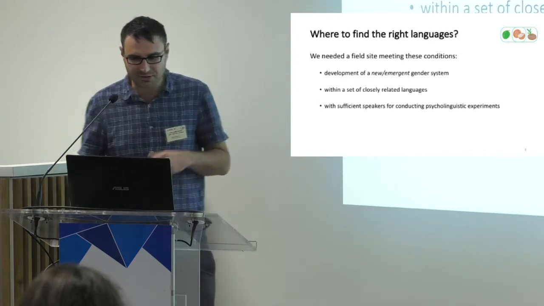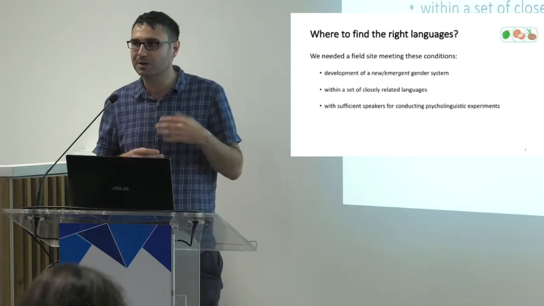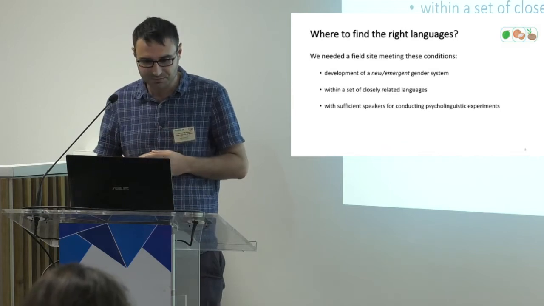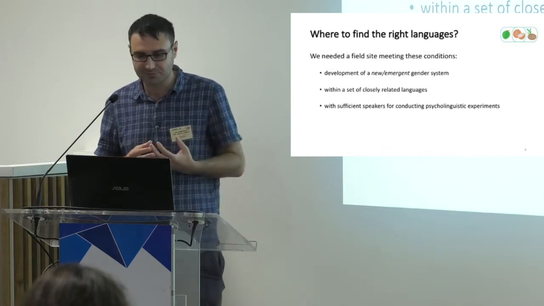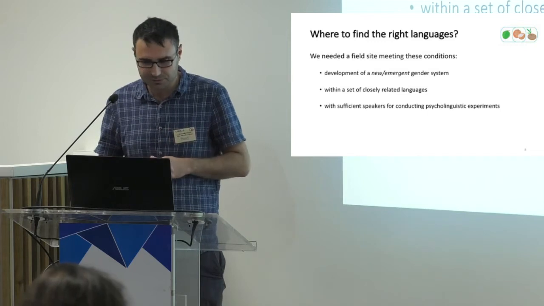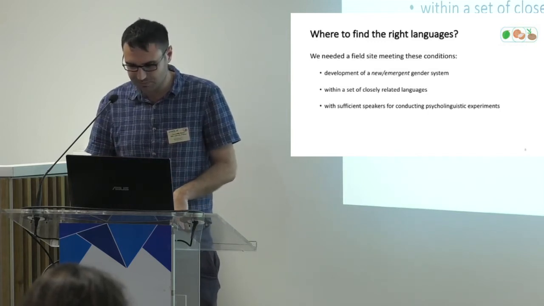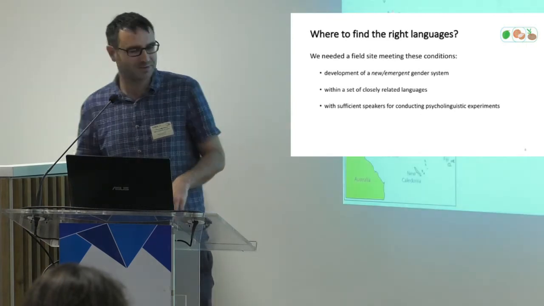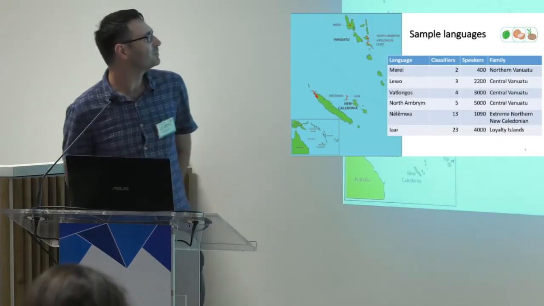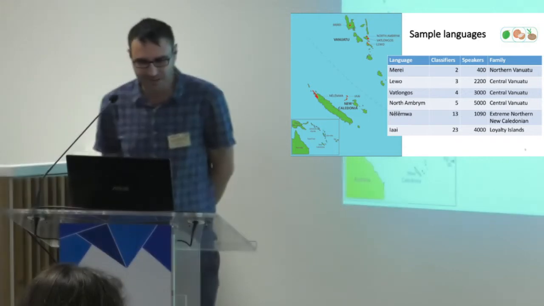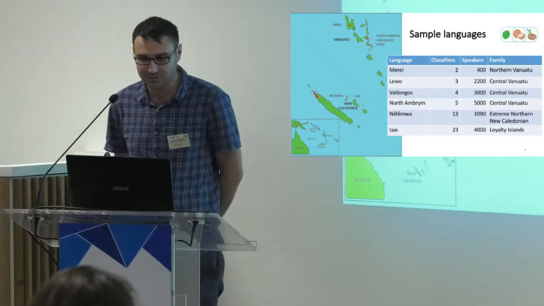So we obviously needed a field site where we could find some form of emergent gender or new gender systems being developed within a set of closely related languages as a proxy for time depth, with sufficient speakers to conduct our psycholinguistic experiments. And yay, we found it. So we're looking at 6 different languages spoken in Vanuatu and New Caledonia.